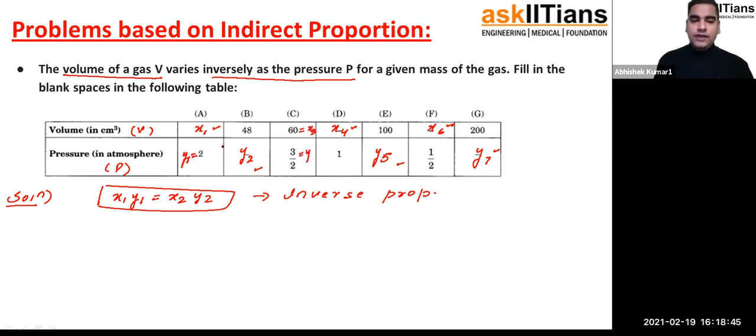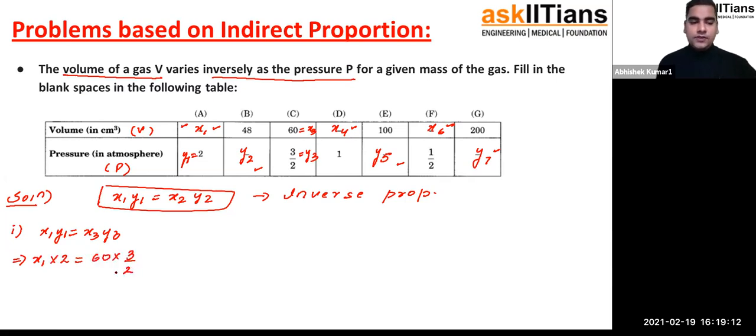So if these values x1 y1 and x3 y3 are varying inversely to each other, then I will have x1 y1 is equal to x3 y3, as per the definition of inverse variation or indirect proportion. If I substitute the values, I don't know what x1 is, so it will remain as it is. What is y1? That is 2. What is x3? That is 60. What is y3? That is 3 by 2.